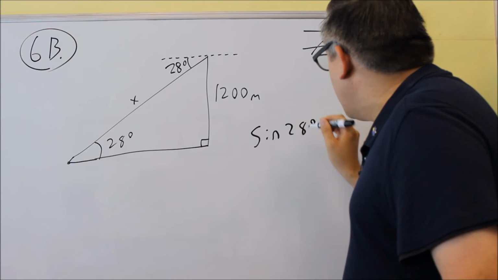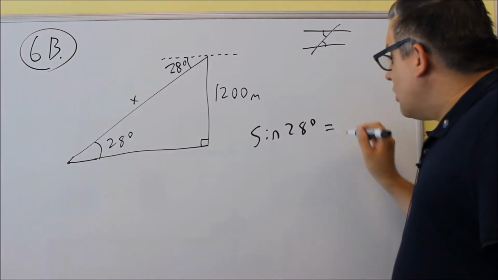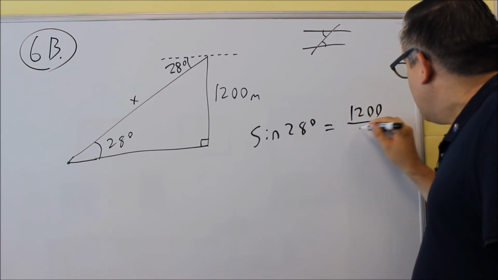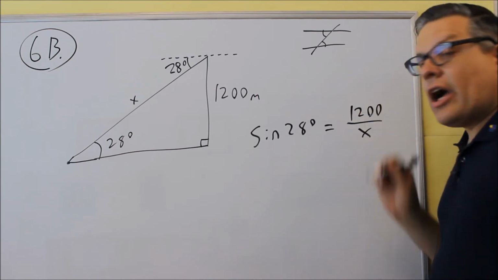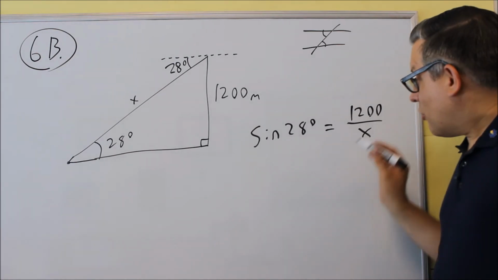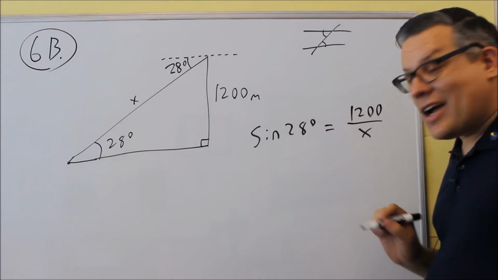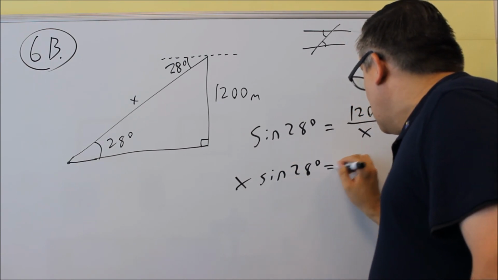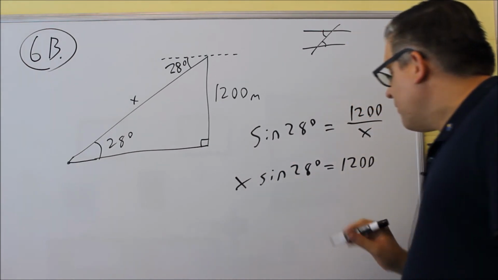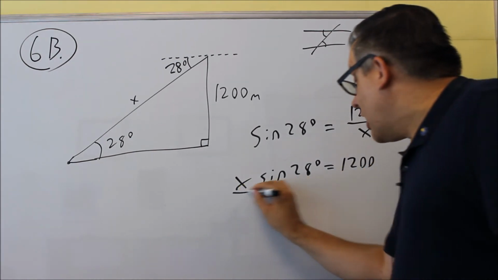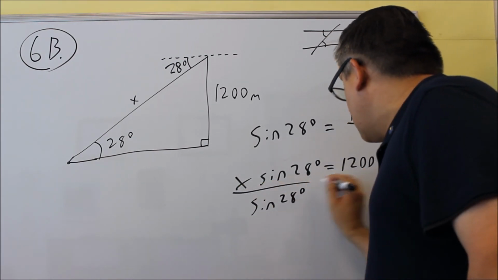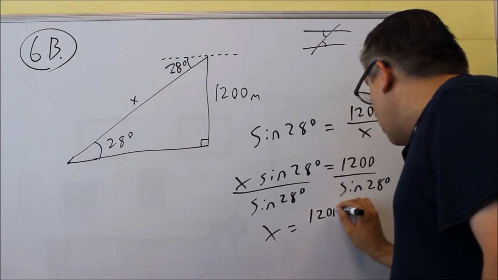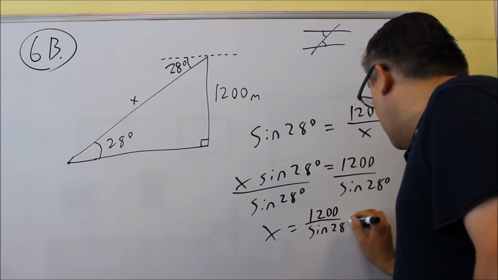Okay, so sine 28 degrees I'm going to use. That's going to equal opposite over hypotenuse. So opposite is 1200. And I have that over x, and so now I want to solve for x. So what I have to do is I'm going to multiply both sides by x to get rid of the fraction, and I get x sine 28 degrees. That equals 1200. And then I need to solve for x, so I got to divide both sides by sine 28 degrees. So I'm going to do that right here. And so now I just need to do 1200 divided by sine 28 degrees.